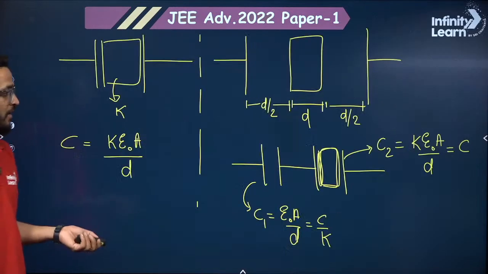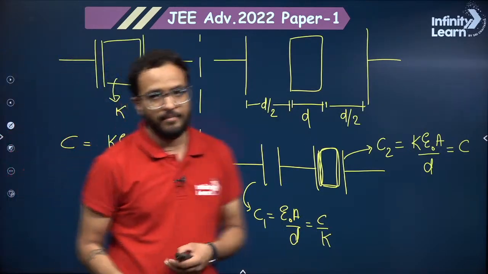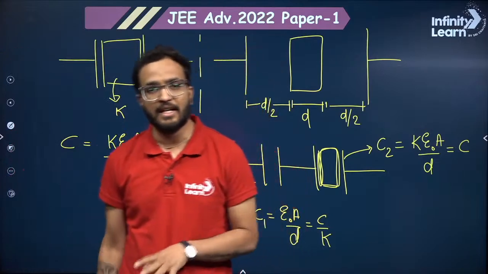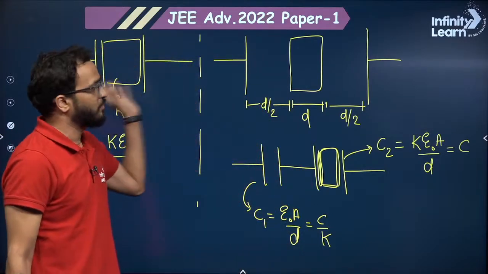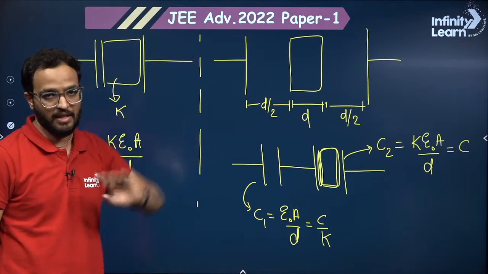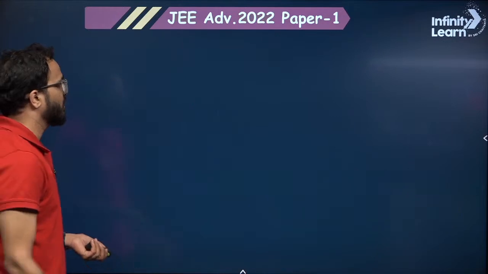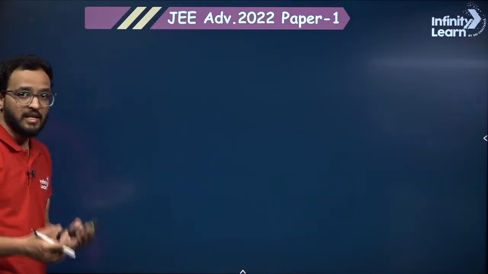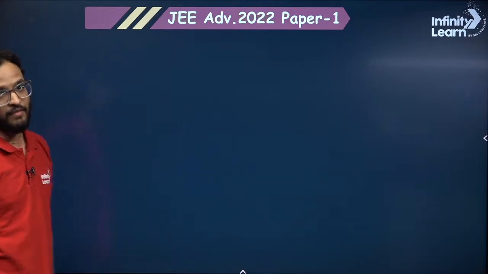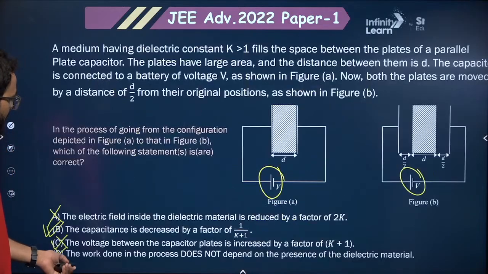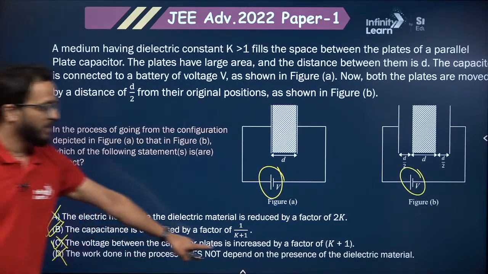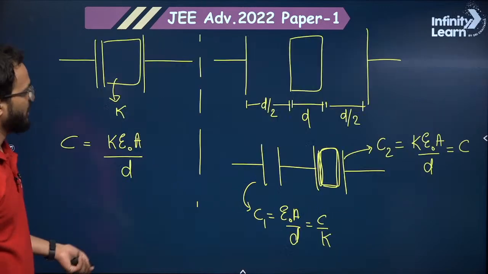Because the work done will be associated with the change in potential energy of the capacitances, right? Change in potential energy of the system will definitely depend upon K. Why? Because change in potential energy will depend upon C, and C is depending upon K. So obviously we cannot say here that work done does not depend, it will depend, right? So let's move on to the next question.